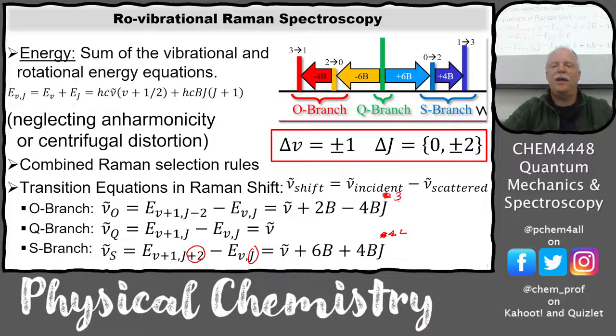And now every time we add in another J value, if we go up to 4, again, it's going to subtract 4B every time. So our rotational lines in the Raman spectrum are separated by 4B. Our rotational lines in the infrared are separated by 2B. So it's going to depend upon which spectrum you have in terms of finding that rotational constant.